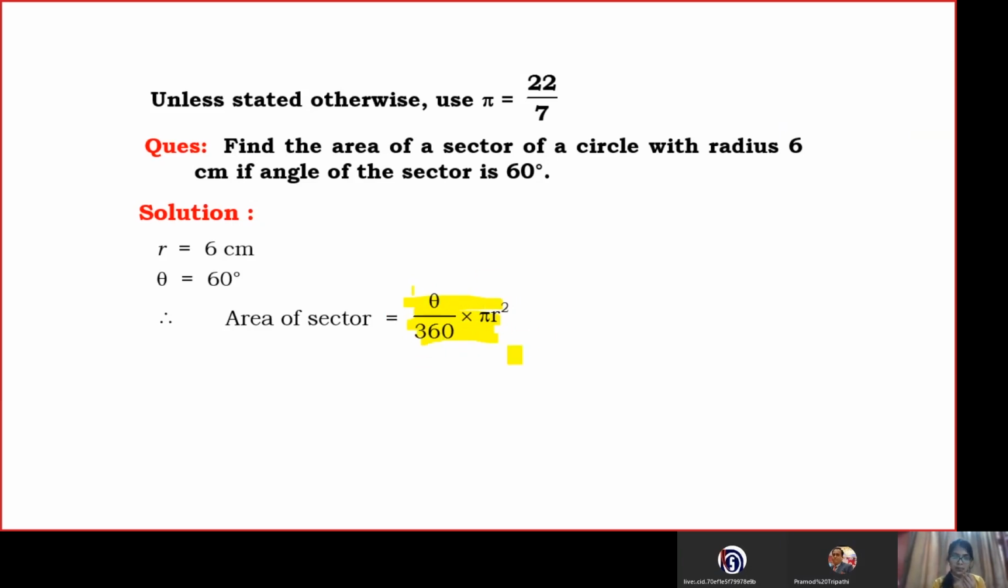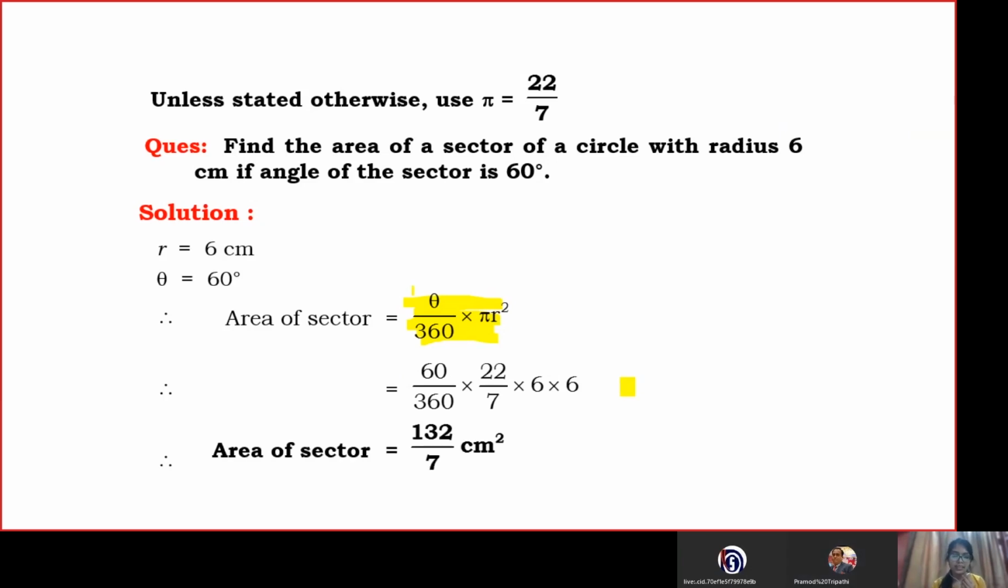So substitute the values. The value of theta is 60 upon 360 as they have stated. You have to use the value of pi as 22/7. If it is mentioned in the question to use it as 3.14, only then use it as 3.14. Then r square, that is 6 into 6, which will give you the answer as 132 upon 7 centimeter square. Is that understood? Moving on.